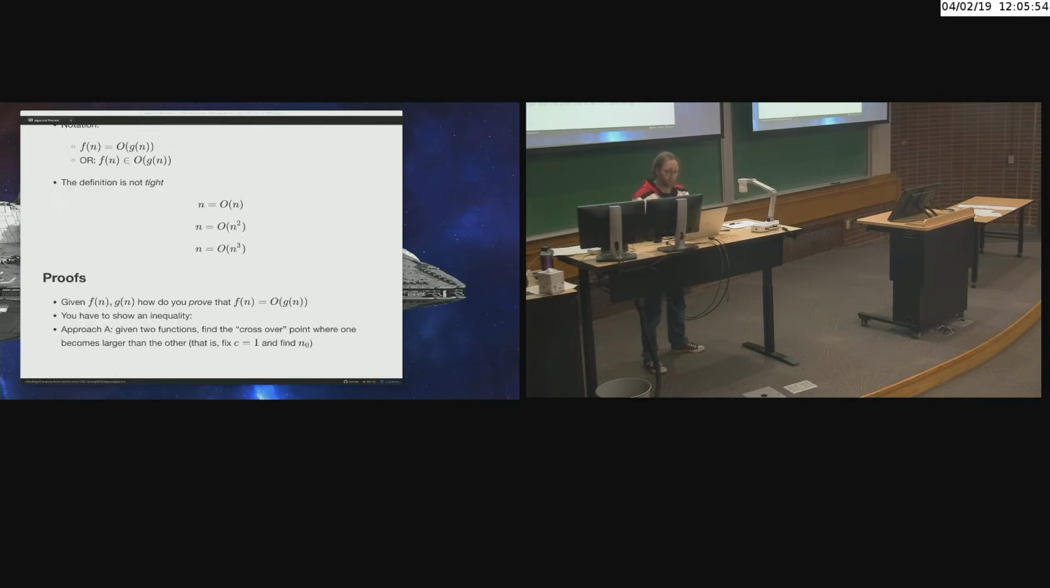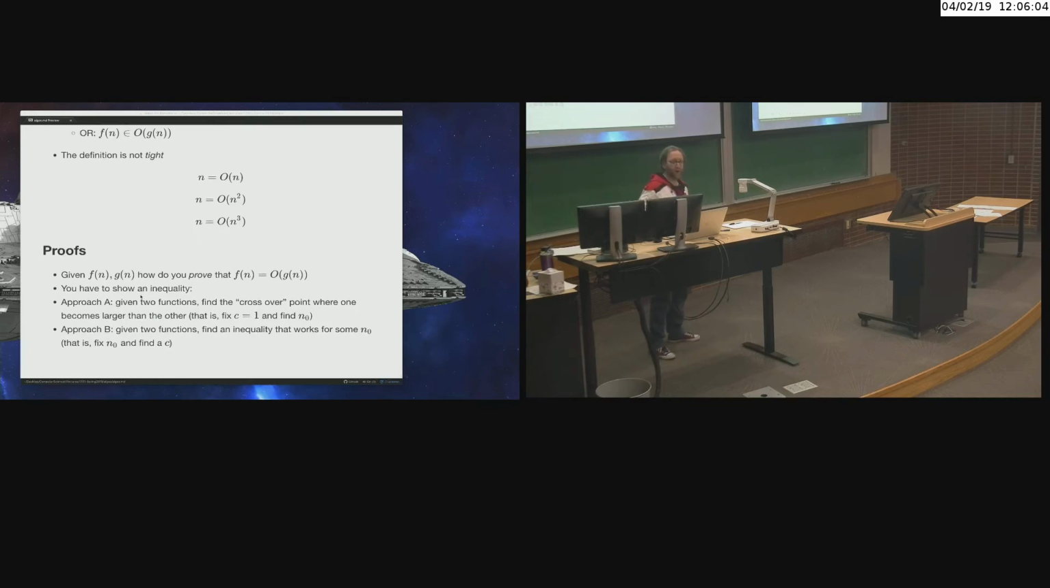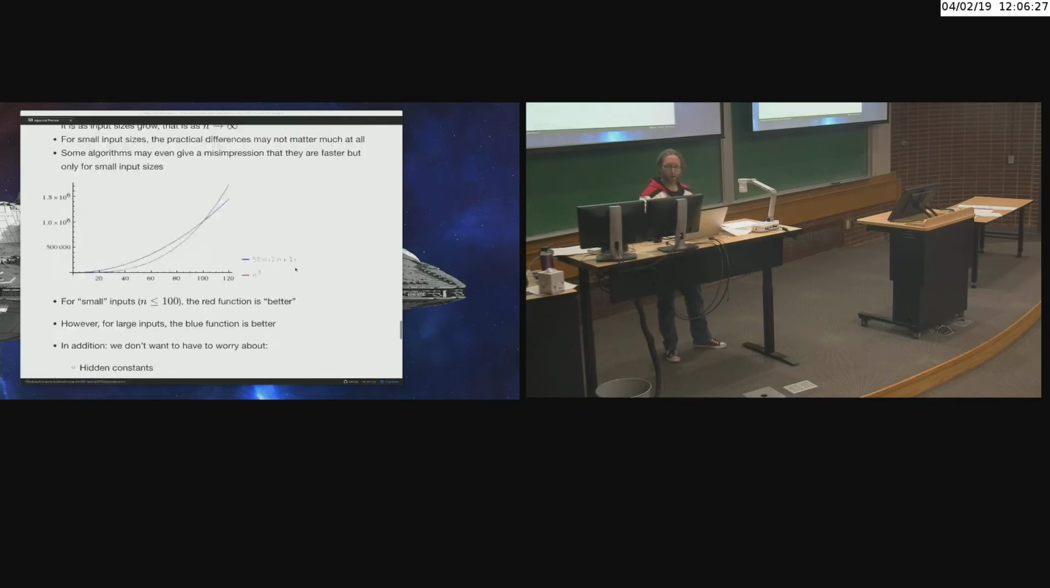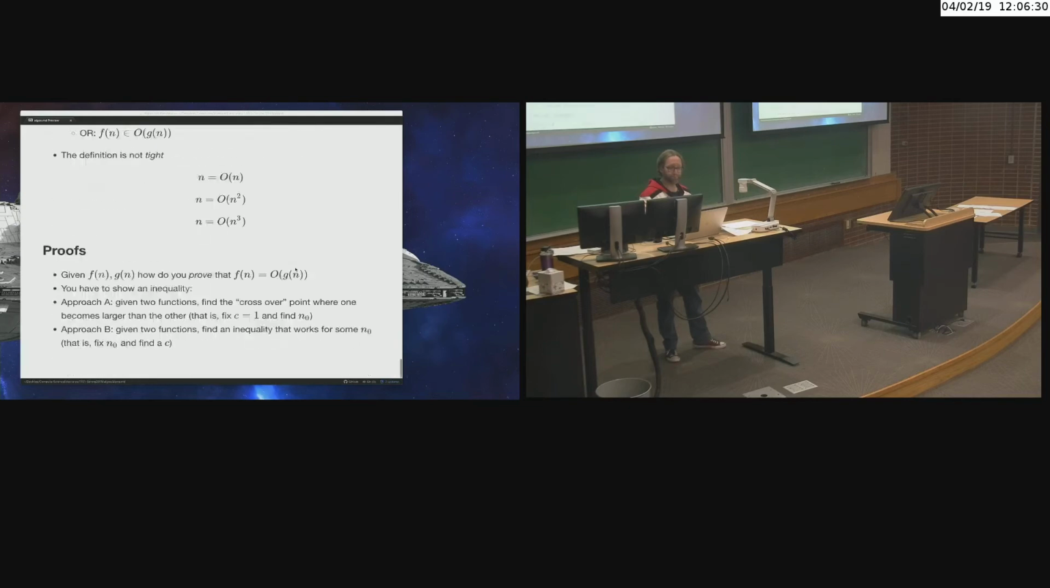Another way, approach B, is that given 2 functions, you find an inequality that works for some n naught. That is, you fix n naught, and then you find C. You take these functions, set up an inequality, and say that this function is bigger than this function. Make it bigger, make it bigger, but not too big, and then you've shown an inequality. I'm going to show you both of those right now with respect to these 2 up here. Let me switch over to the .cam.